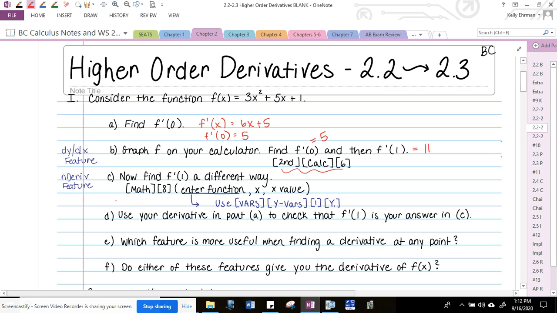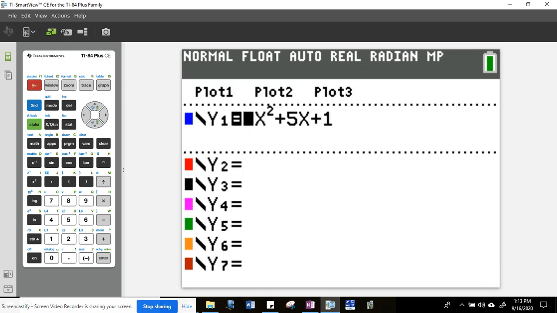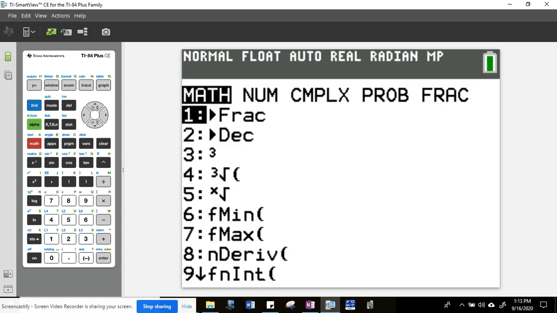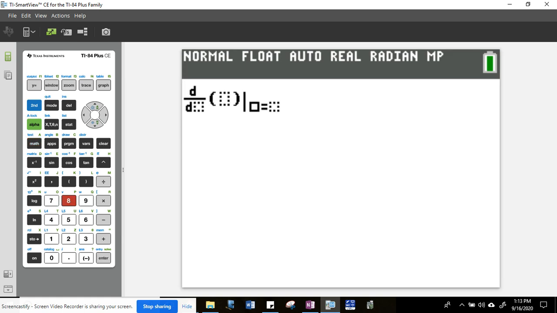There's another way in your calculator that you can calculate a derivative, and it would be if you're not looking at the graph, you can just do it right on your home screen. So, all right, I have the equation typed into y1. That's great. Quit to the home screen, so second mode. If you go into math and scroll down the line here, option 8 says nDeriv.